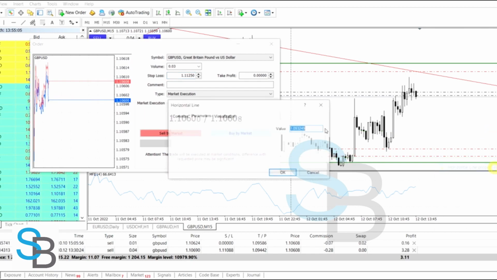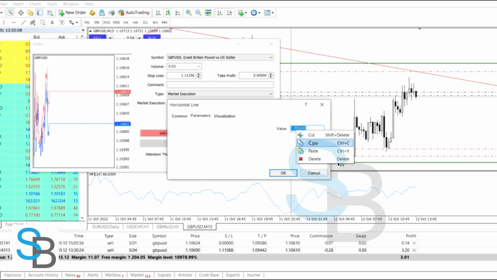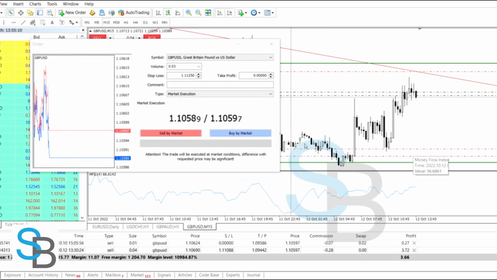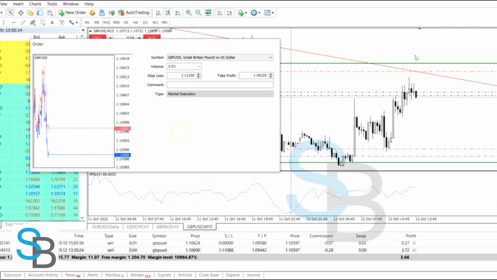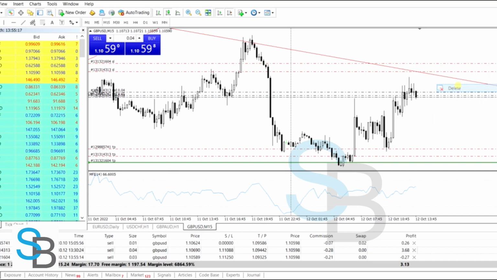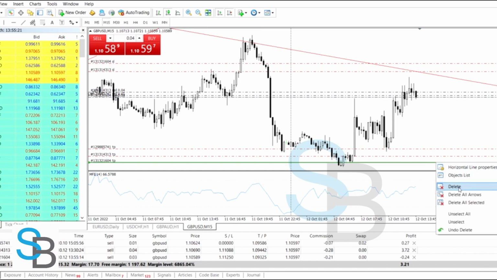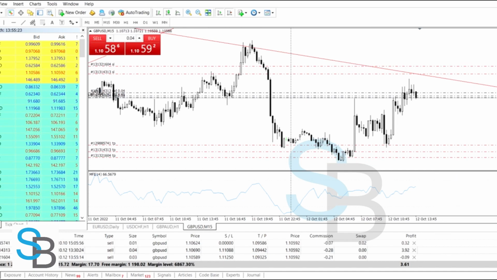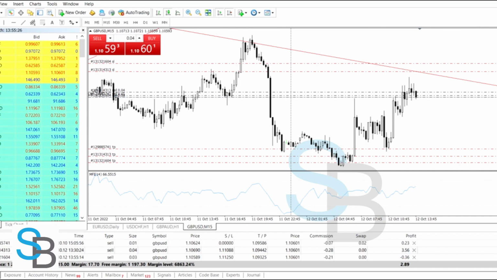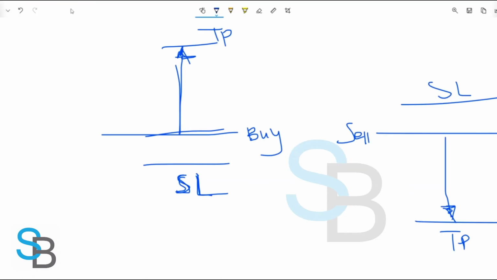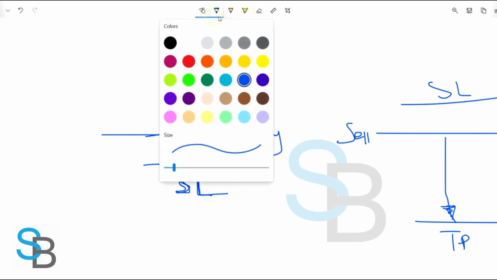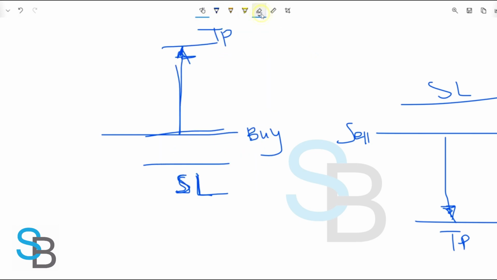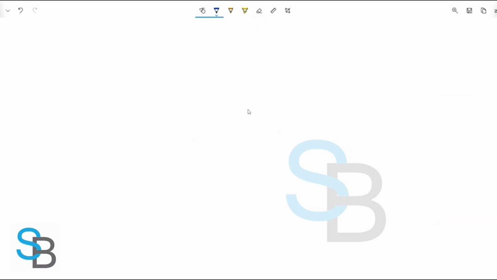You can also copy the value of the line and then paste it here. And now when you sell, you can see that our stop loss has been placed here and our take profit has been placed here. So that's the simple way of using your stop loss and take profit orders, right? Good. So that's it about your stop loss and take profit, even though we are supposed to just cover the stop loss. But that's it about your stop loss.